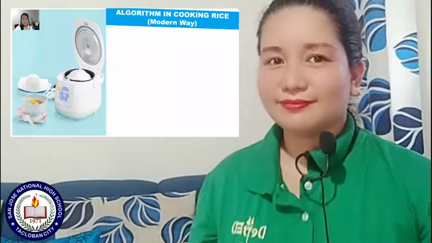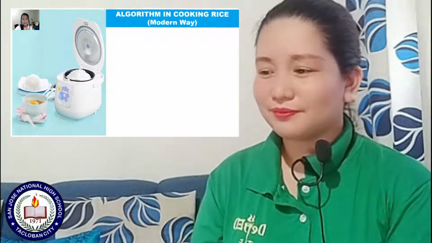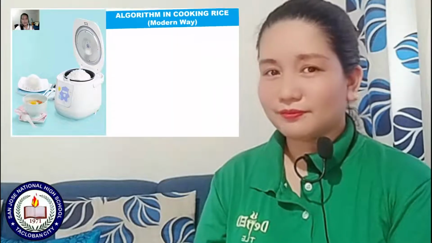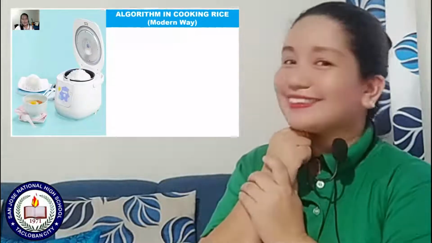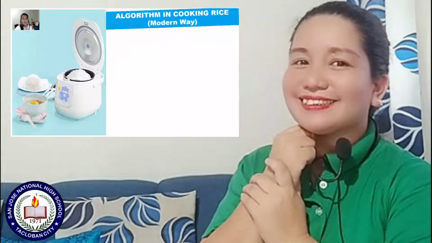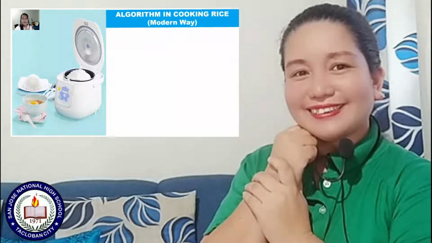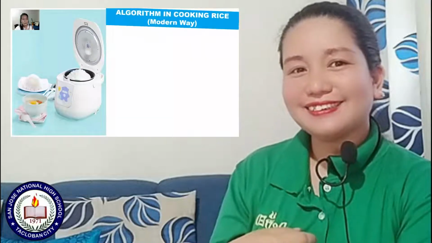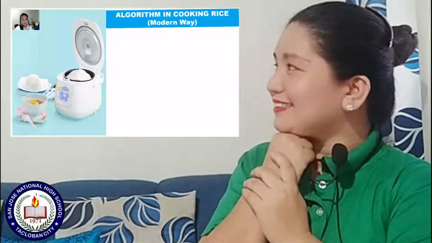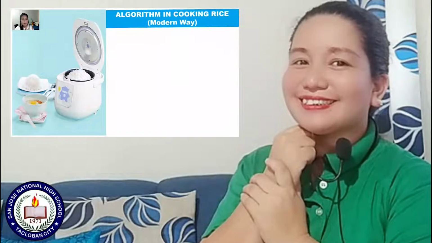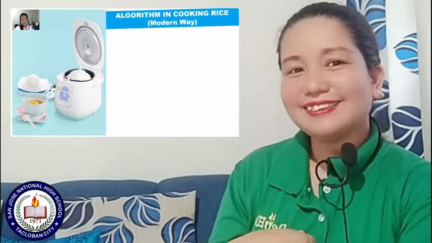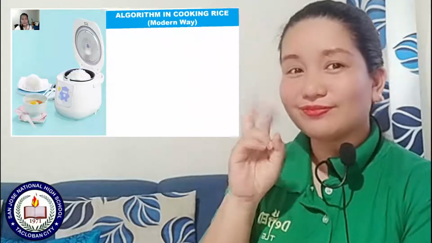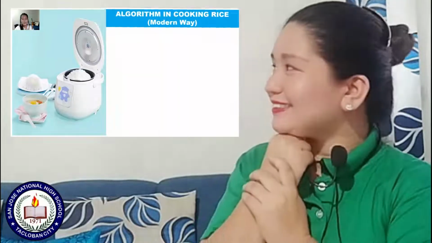Okay, so this time we'll have the algorithm in cooking rice the modern way. A while ago, we had our algorithm in cooking rice using the traditional way. Actually, there's no big difference in the algorithm in cooking rice using the modern way compared to the traditional way. Only that in the modern way, we use the technology and we can call it an automated way of cooking rice, while the traditional way, we can consider as manual.